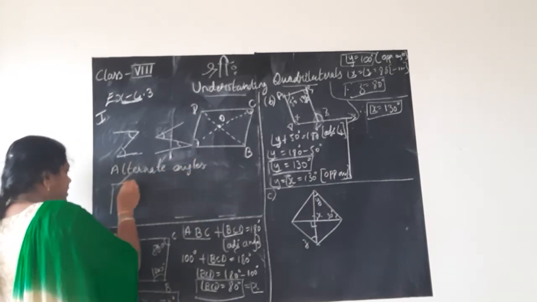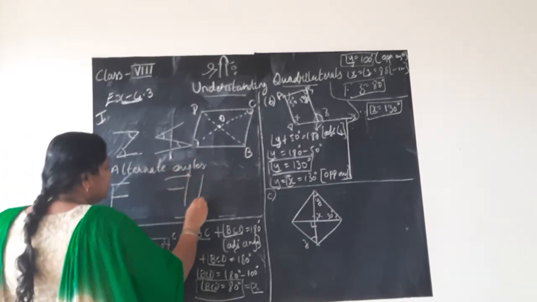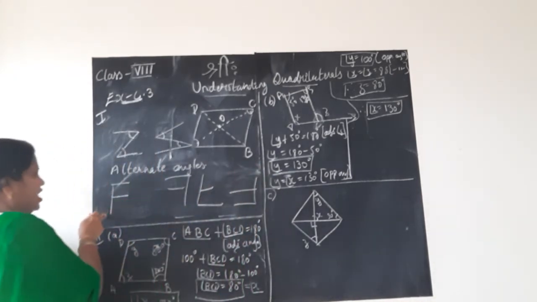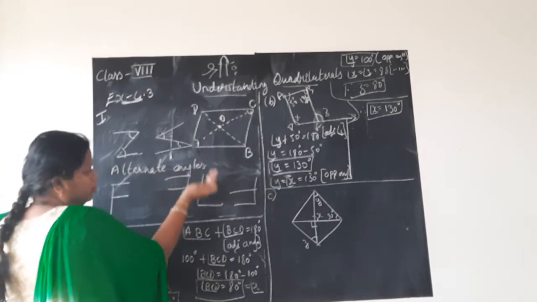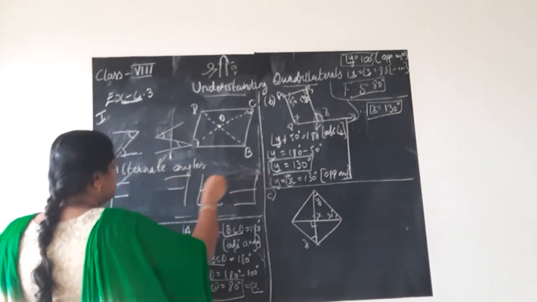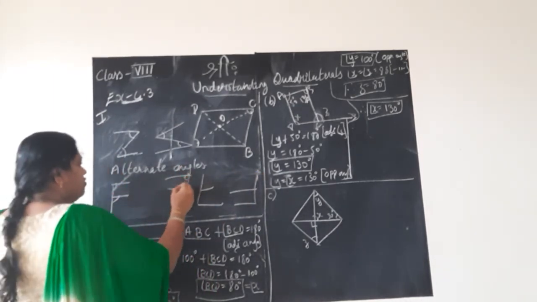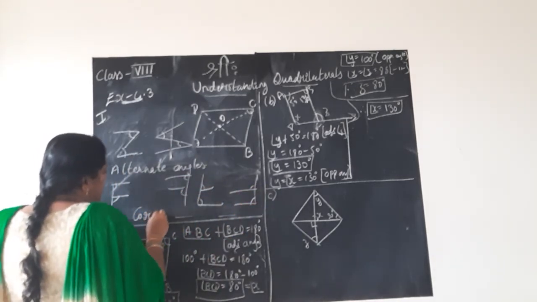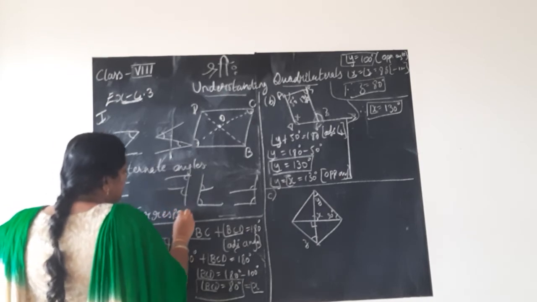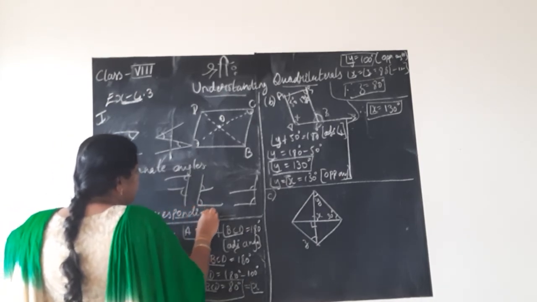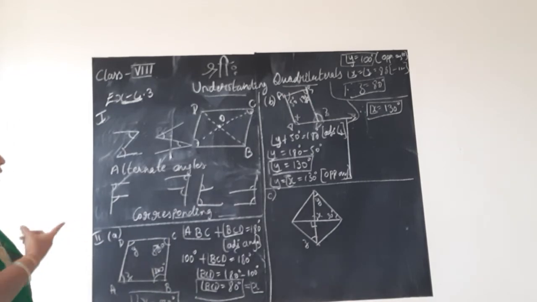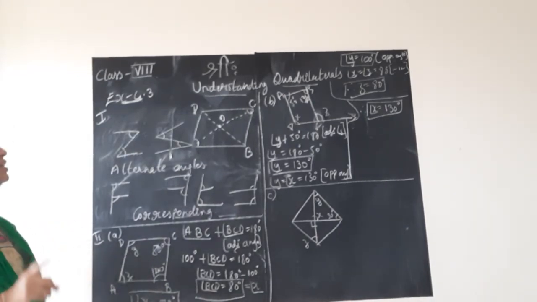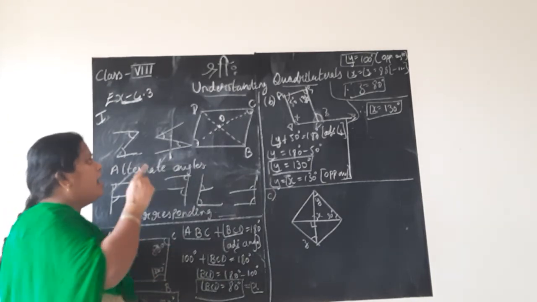If the angles are in the form of an F shape, it may be any type of F, F or inverted F, like this on both the sides. So this pair of angles formed here in F shape are called corresponding angles, children. So F-shaped angles are corresponding angles. Z-shaped angles are alternate angles. Keep this in mind. Now apply that here.